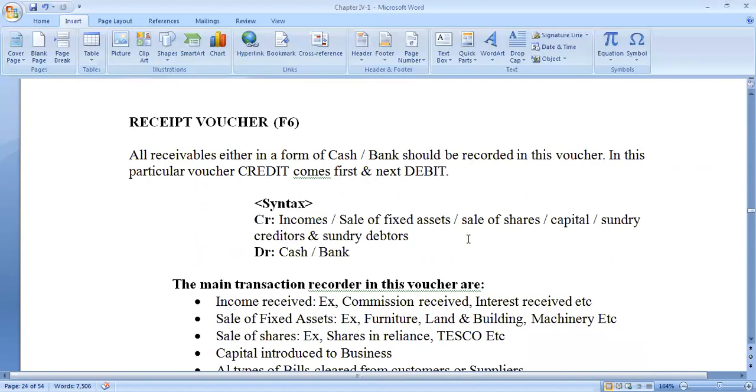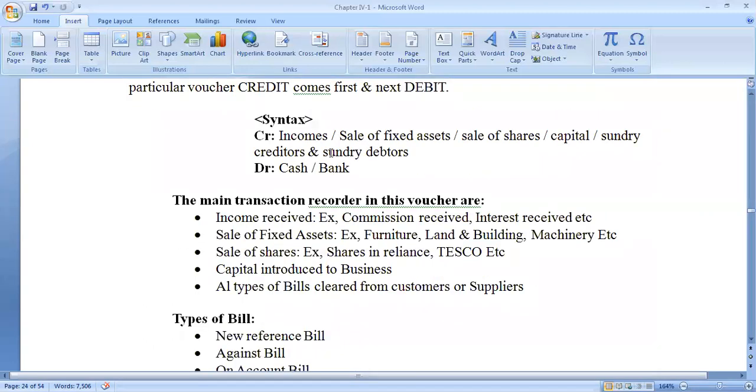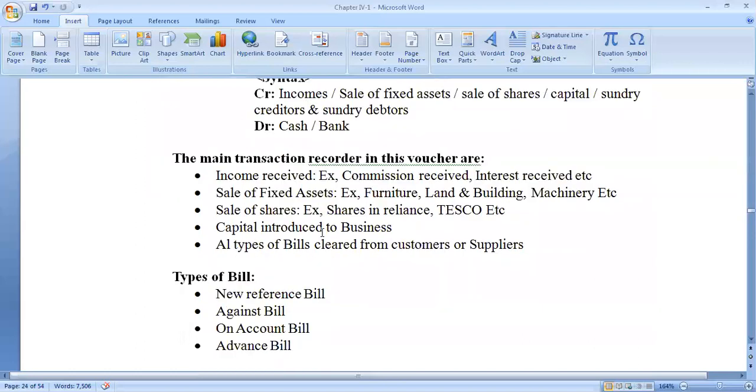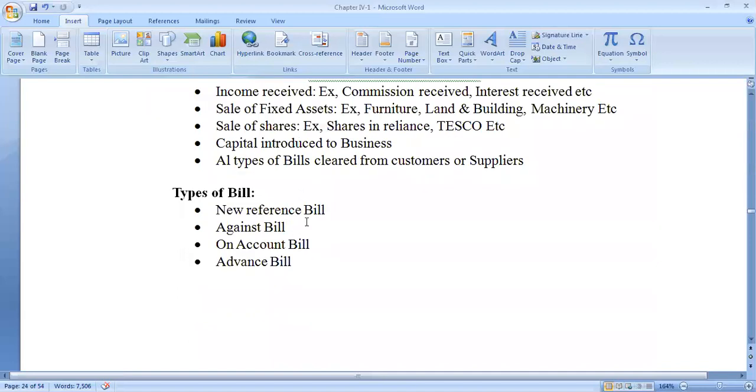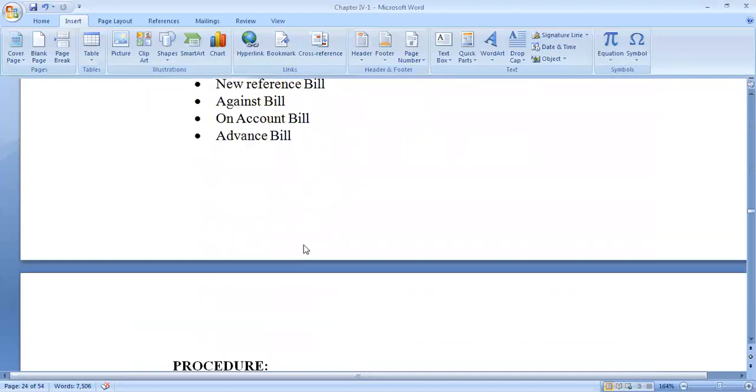Now quickly moving on to the receipt voucher. The receipt voucher is the F6 configuration. Whatever the receivables, either in the form of cash or in the form of bank, will be recorded in this particular voucher. How does the syntax go? It is a credit and a debit. The main transactions, whatever information is received, will be in the receipt voucher. Types of bill: new reference bill, against bill, on account bill and advance bill will be prepared.